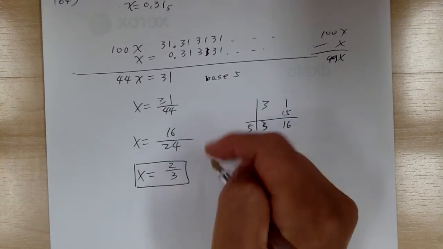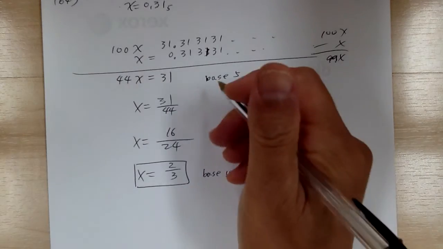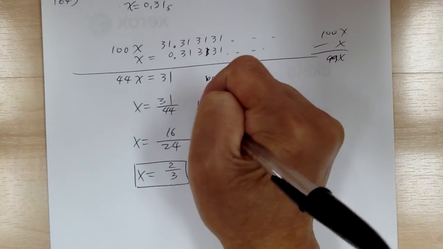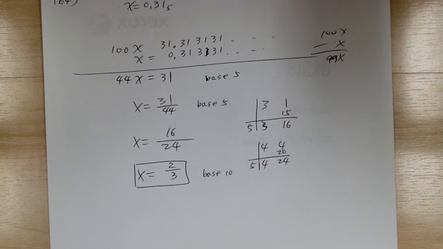So this is base 10. And this is base 5. Okay? So just a little bit tricky on this one. Let's go to 165.